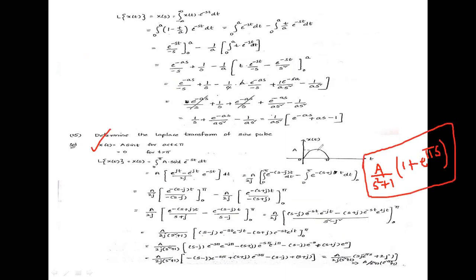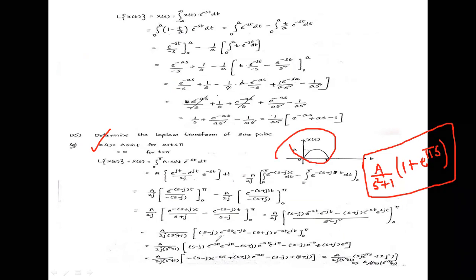What is the final answer? What we are having is A by s square plus 1. The 2j gets cancelled and take the common here. After that, it is 1 plus e power pi into s. This is the final answer for the given waveform, the positive half cycle of sine wave: A by s square plus 1 into 1 plus e power pi into s.